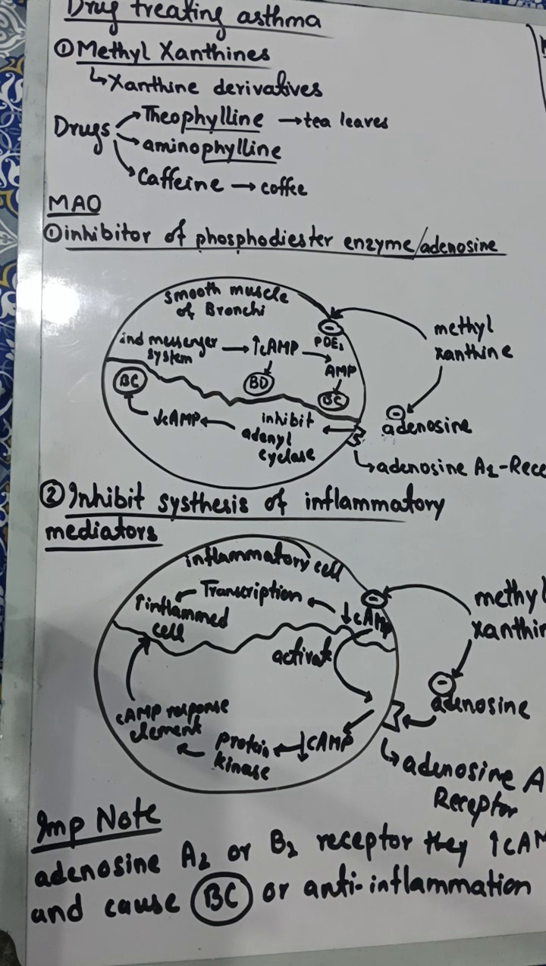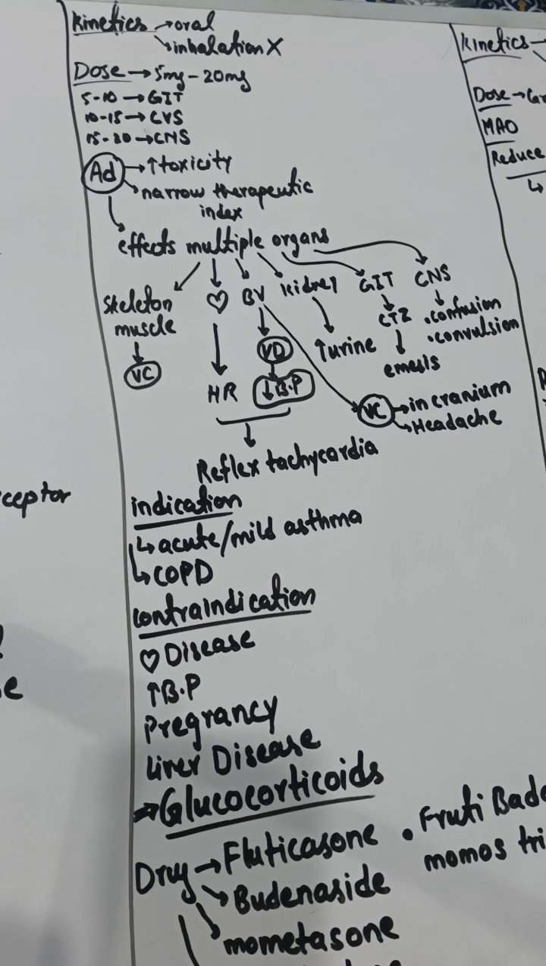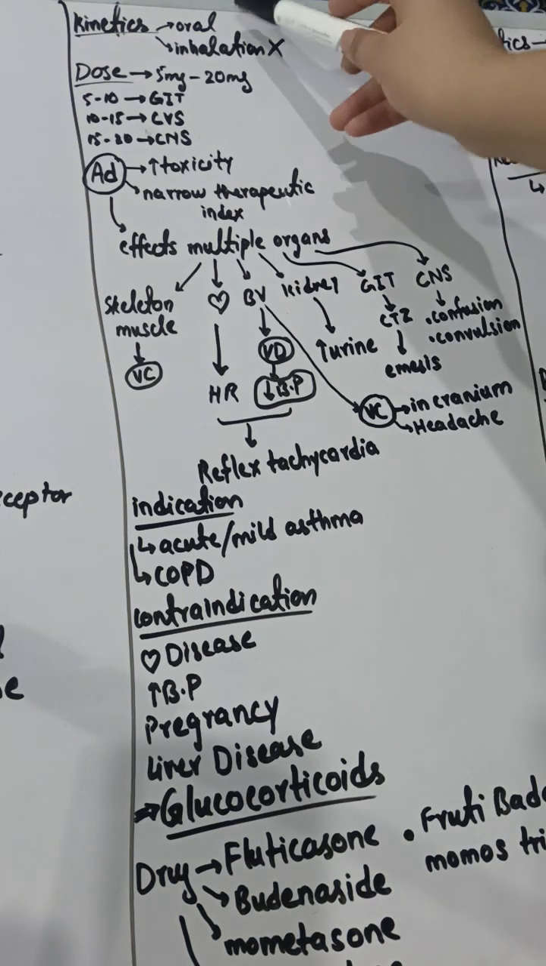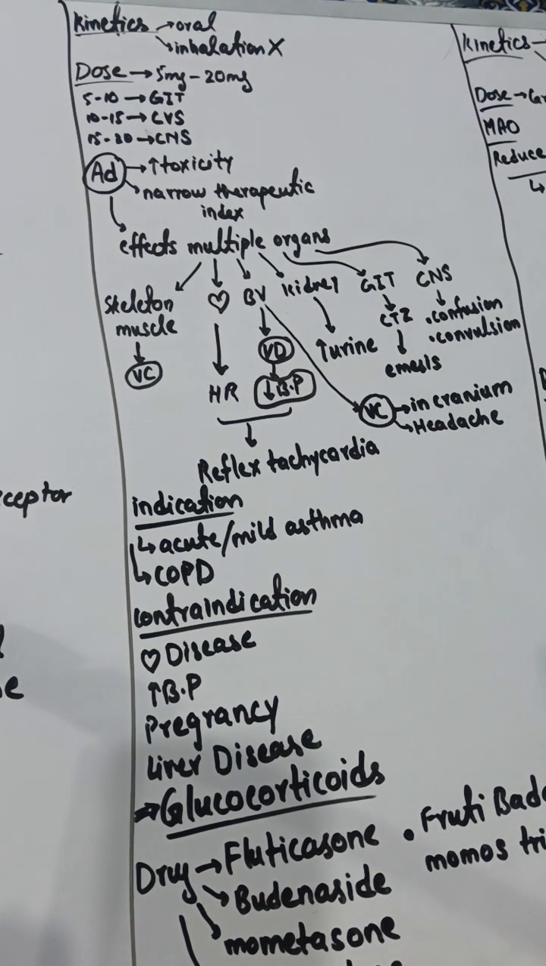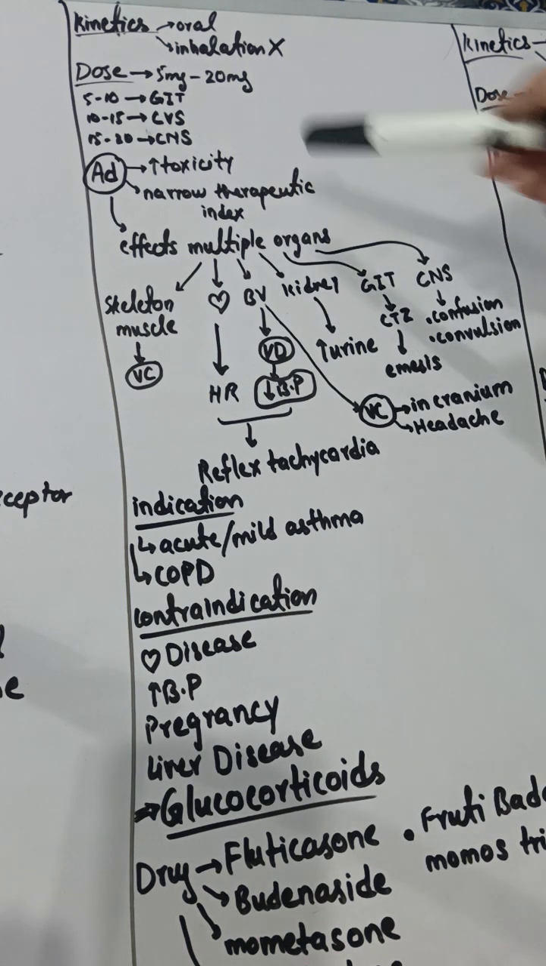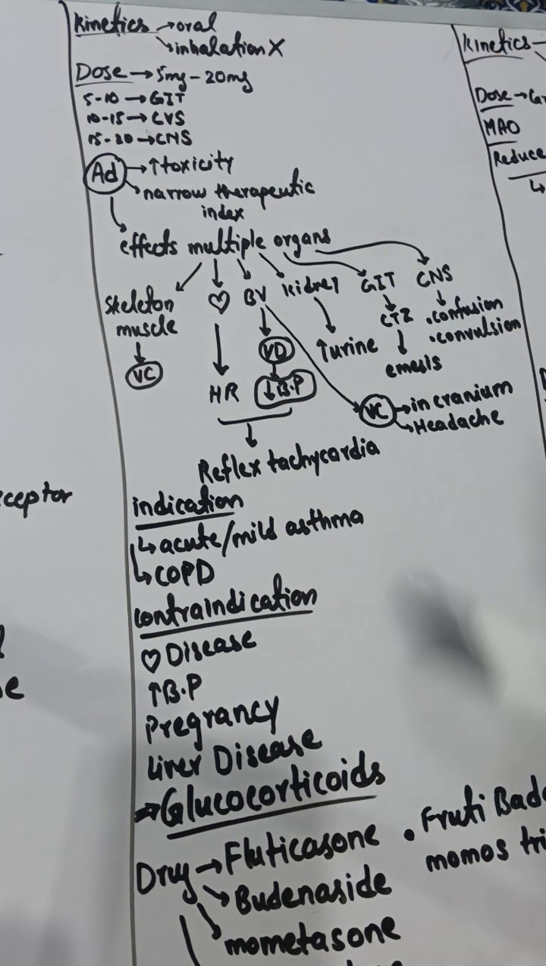Let's discuss its kinetics and its adverse effects. So here the kinetics of methylxanthine is given. They can only be given through the oral route, and cannot be given through the inhalation route. And what is their dose? They should be given in 5 mg to 20 mg.